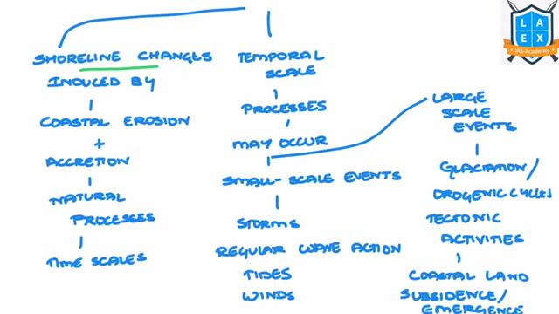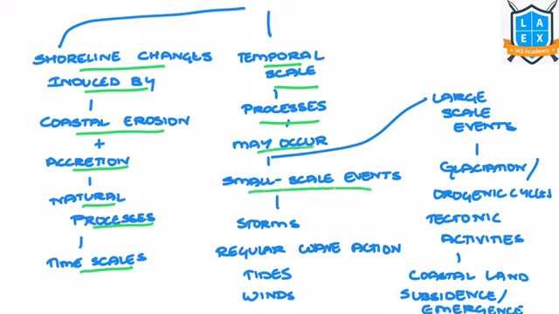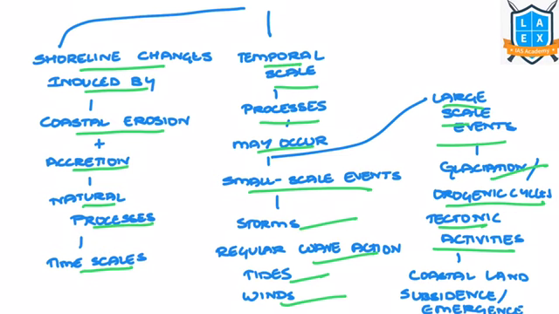The shoreline changes induced by coastal erosion and accretion are natural processes that take place over a range of time scales. With respect to the temporal scale, these processes may occur in response to both small scale events such as storms, regular wave action, tides, and winds, and large scale events such as glaciation or orogenic cycles, tectonic activities that cause the land subsidence or emergence.